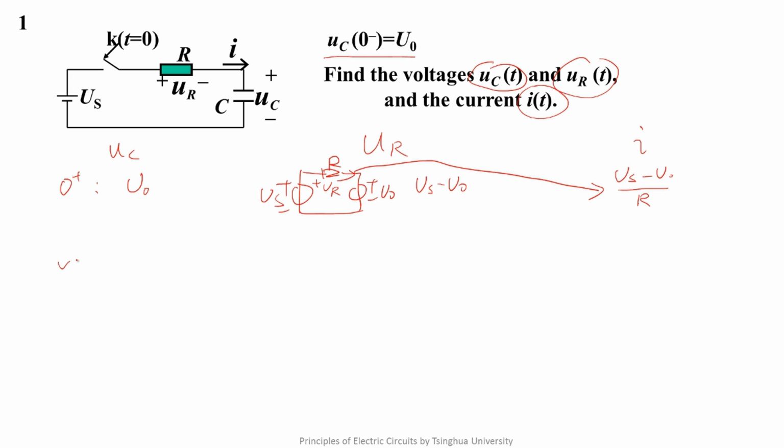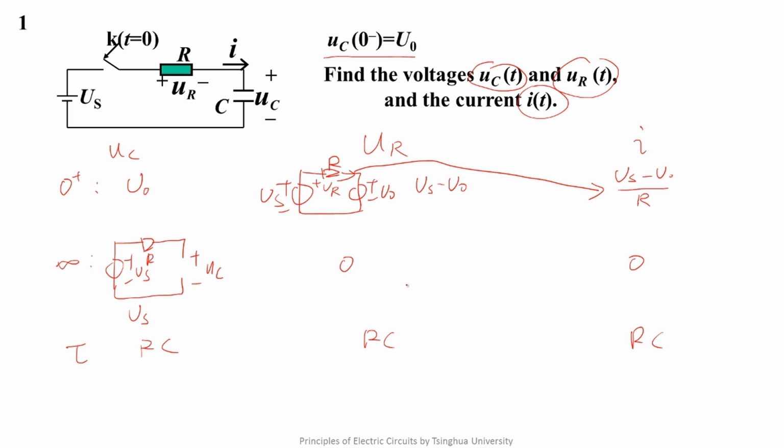In order to solve the steady-state value, we draw the steady-state equivalent circuits. Obviously, the capacitor is open, so the steady-state value of UC equals US. Similarly, the steady-state value of UR equals 0. And the steady-state value of I equals 0. Then we find the time constant. For such a circuit, tau equals RC.